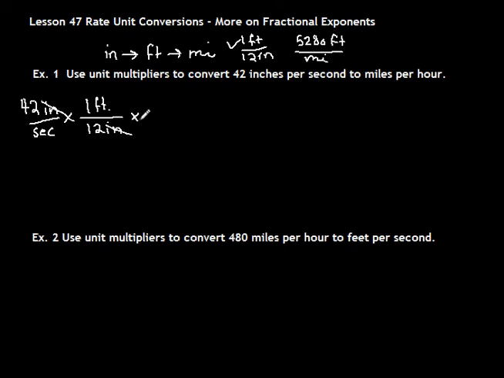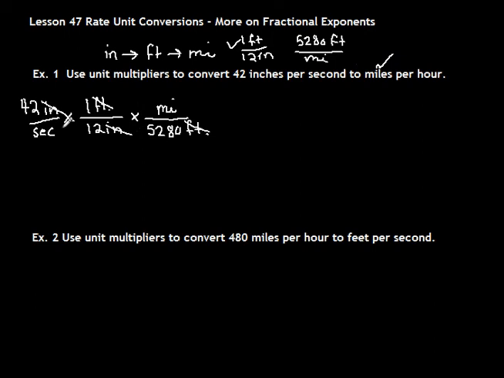Same thing for the next one. We don't want feet anymore, so we need to put the feet on the bottom. So we're going to flip that unit multiplier over to get 5,280 feet per mile. Now the feet cross out. So we have our unit of miles like we wanted.